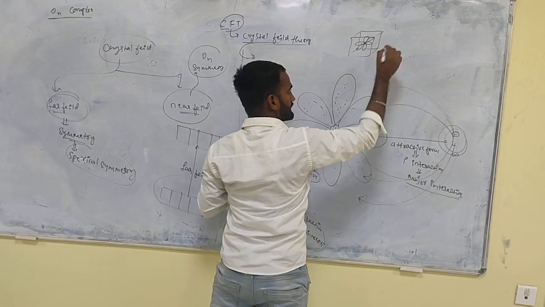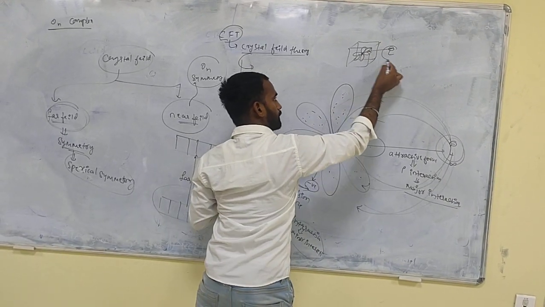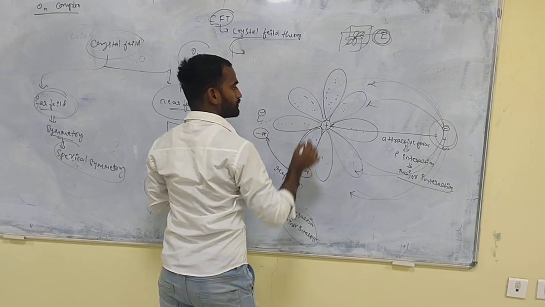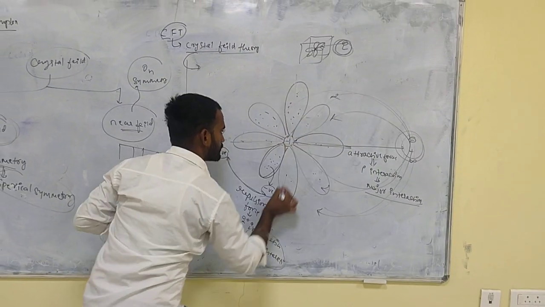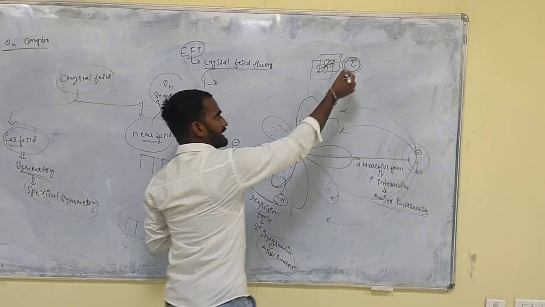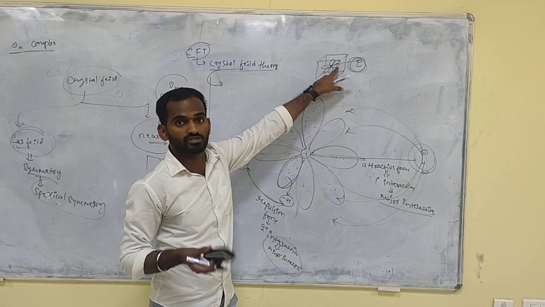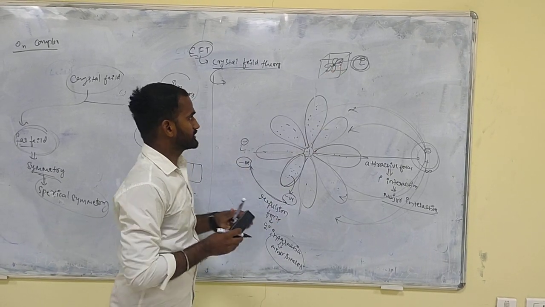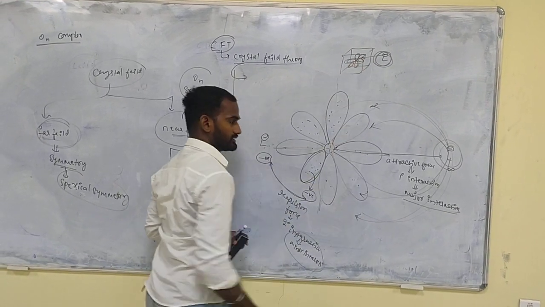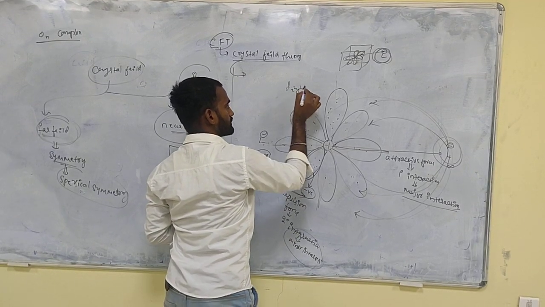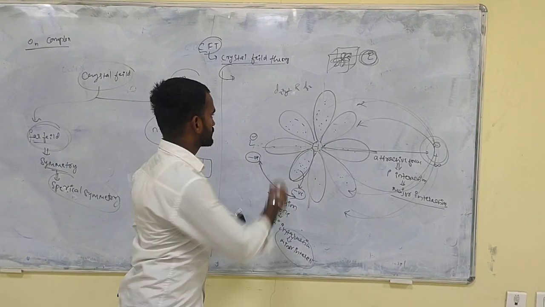Now the ligands are coming from the face centers. Face center means the ligand has more repulsion with the axial orbitals, these two orbitals. I hope you are understanding the concept. The field of the ligand will be more effective on the axial position orbitals of a metal. So the orbitals on the axial positions, which are dx square y square and dz square, will face more and more repulsion.